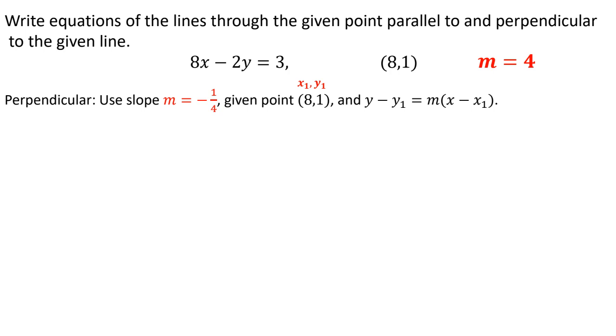If I take the reciprocal of that, the opposite of that fraction, it's going to give me this 1 over 4. Again, it becomes the same process to get that perpendicular equation. I just substitute in the values.